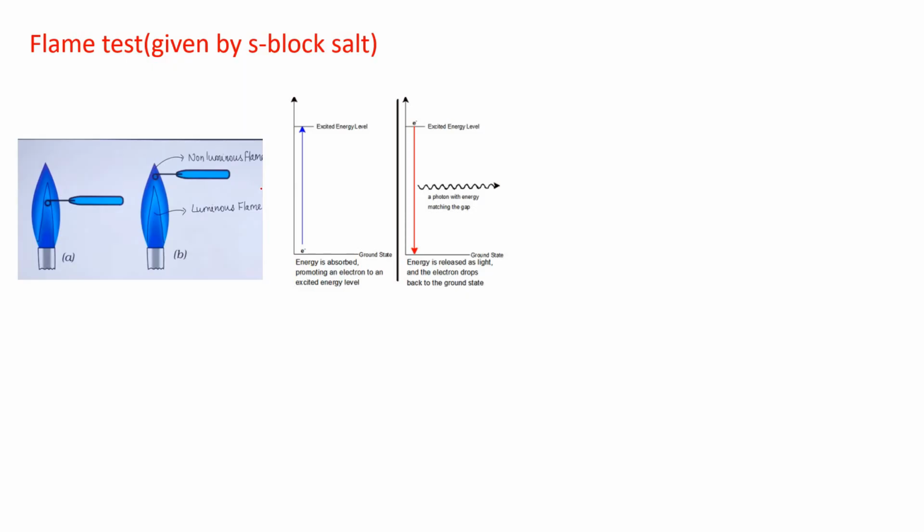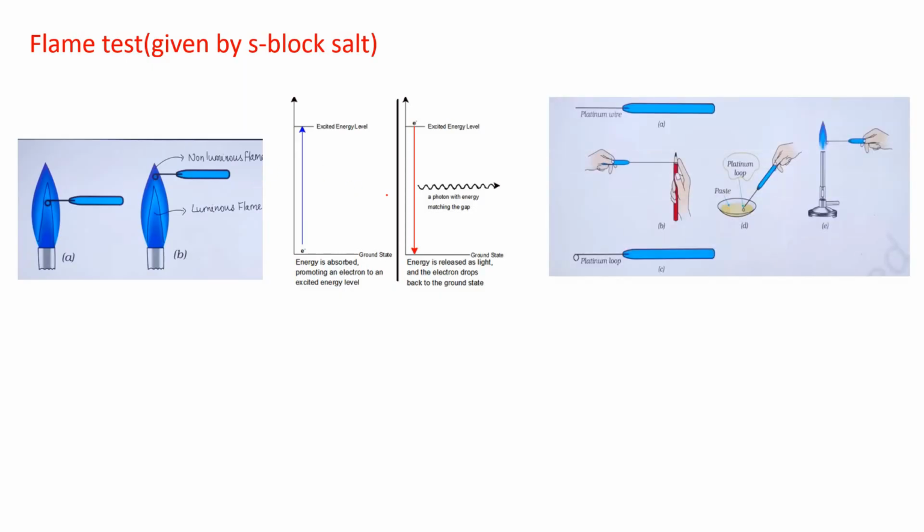That means salts of alkali metals and alkaline earth metals. Okay. Now, before going to the reason, let me explain the procedure for the flame test. In the flame test, first you have to take a platinum wire and make a loop like this at the tip of the platinum wire. Then you dip the loop in a paste of the salt in concentrated hydrochloric acid. Then you hold it in the flame and observe the color of the flame.